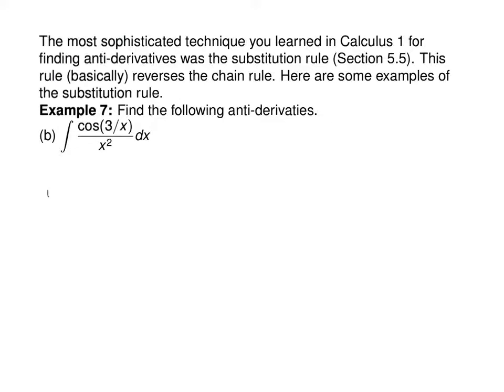3 over x. So we're going to try to let u equal 3 over x, or in other words, 3x to the negative 1, right? So then du, what's the derivative of 3x to the negative 1? Negative 3x to the negative 2 dx, or it's negative 3 times 1 over x squared dx, right? Same thing, or negative 3 over x squared. That works. It does work.